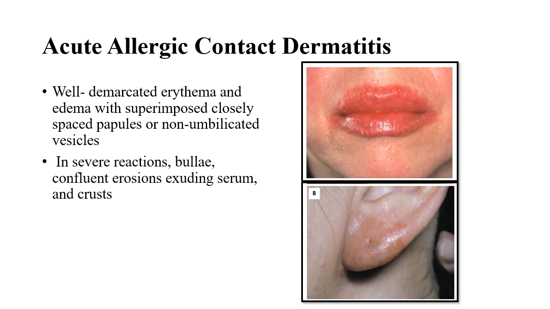First is acute allergic contact dermatitis. In this, we see well-demarcated erythema and edema with superimposed closely spaced papules or non-umbilicated vesicles. In severe reactions, bullae, confluent erosions exuding serum, and crust can be seen. Now this is a picture of acute allergic contact dermatitis. This is on the lips and is caused by lipstick. We can see the bright erythema and microvesiculation. This occurs secondary to nickel in the jewelry.